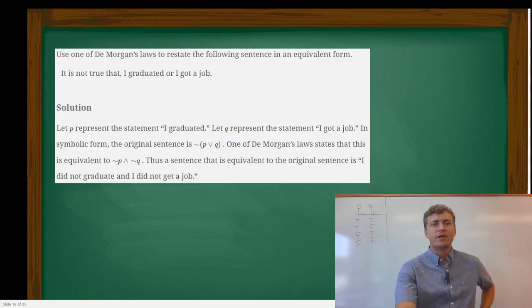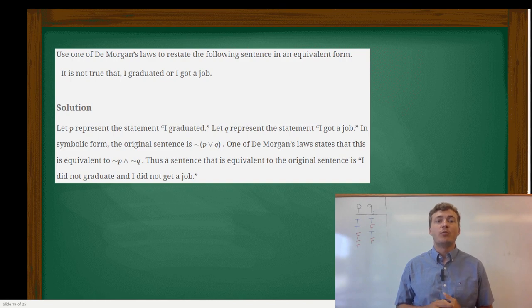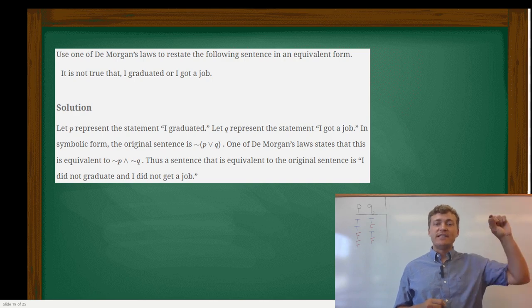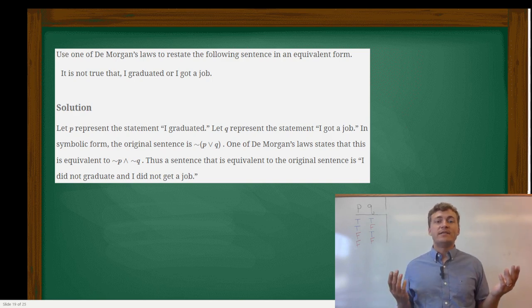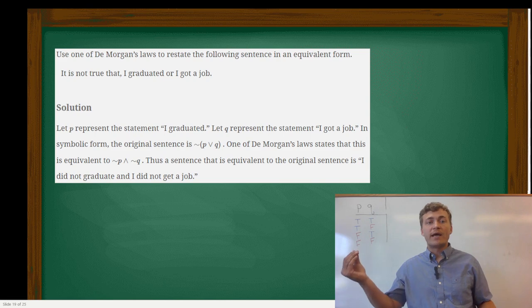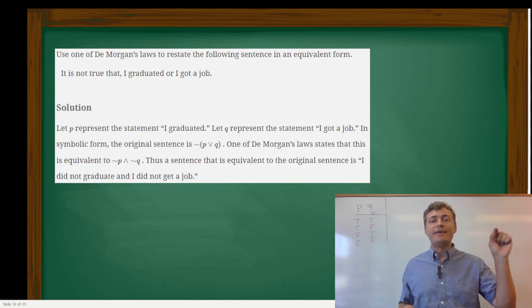Let's think about De Morgan's law in terms of our verbal expressions here. It says, use one of De Morgan's laws to restate the following sentence in an equivalent form. It is not true that I graduated or I got a job. So again, it is not true. That's a negation, right? Not. So we see that negation that's introduced. But what is the negation? I graduated or I got a job. So we are negating the or connective.